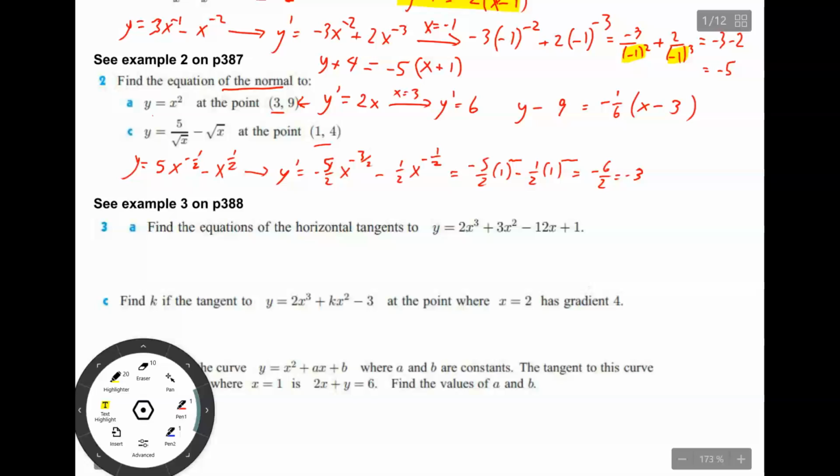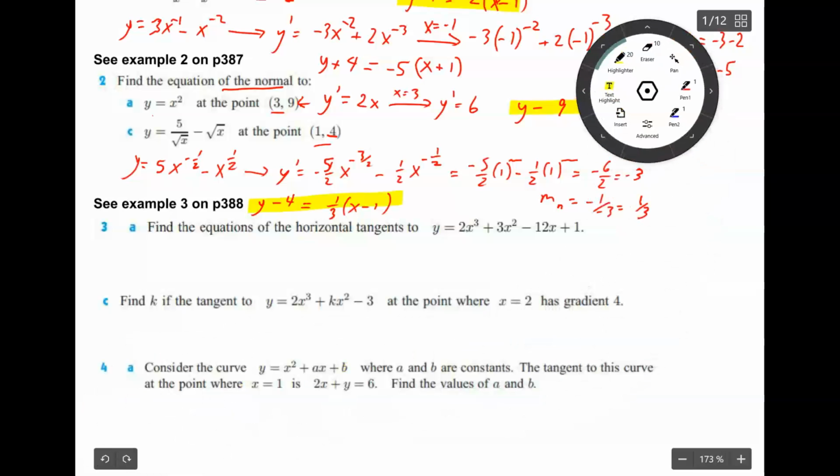The gradient of the normal line is going to be negative 1 over negative 3, which is equal to positive 1/3. Now I'm going to write the equation. I'm going to put y minus 4 equals 1/3 times x minus 1. Okay, so that's the equation for that one.